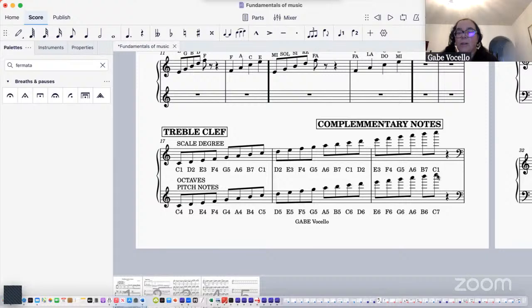Now within the octave, C4 is your middle C. It's on the first ledger line. Let me write this here.